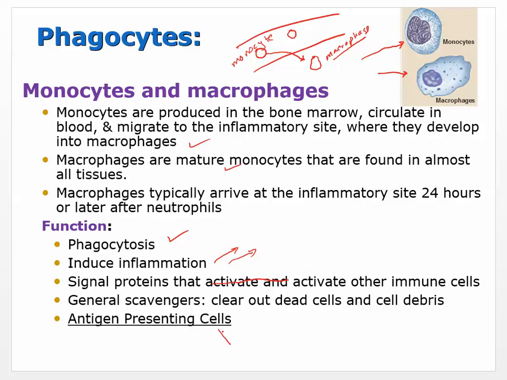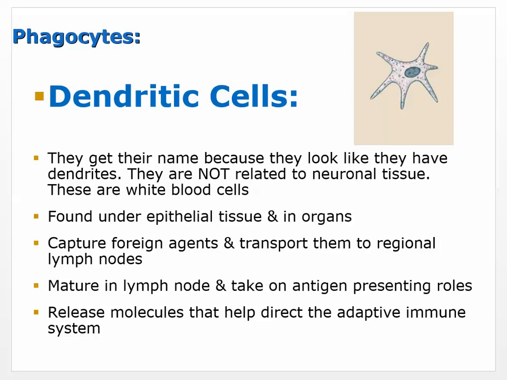They're just big cells that are engulfing anything that they see as foreign. Now, they also act as antigen-presenting cells. We're not going to get into too much of what that means, but that means they're going to send that signal up to the B cells and T cells, those lymphocytes. I know. A lot of weird words.